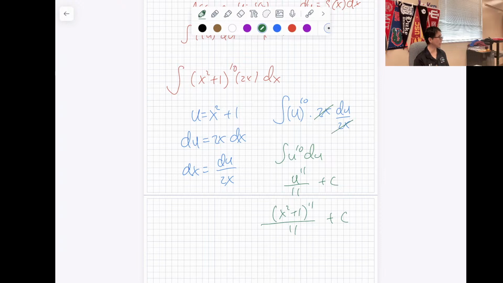So let's review everything again. How do I know u is equal to what? The general rule of thumb is to set u equal to what's inside the parentheses. So you might want to write it down. These are general tips, because it should work in most cases.